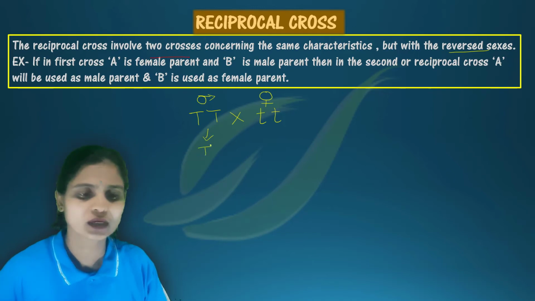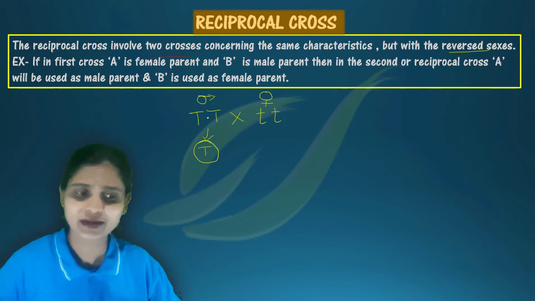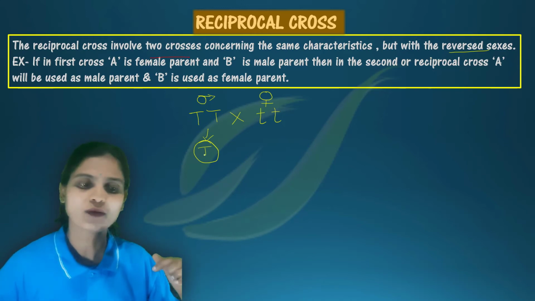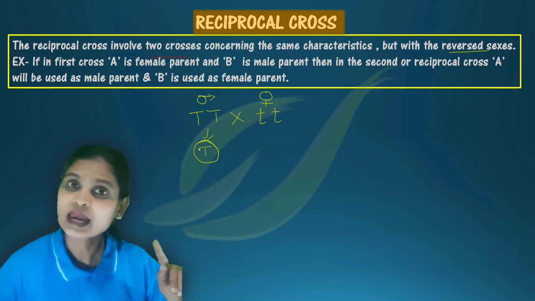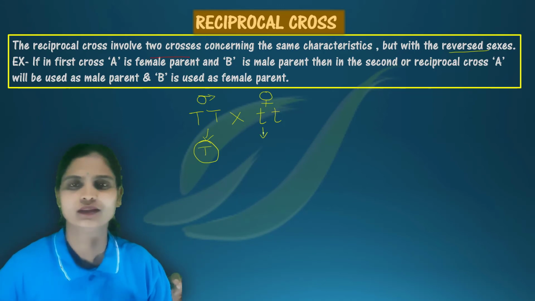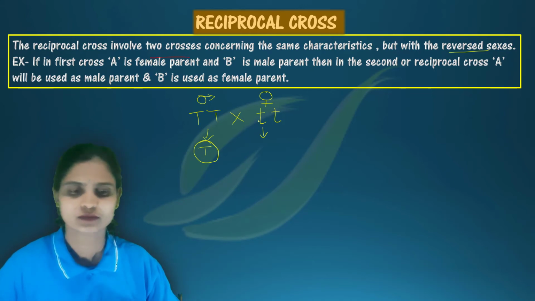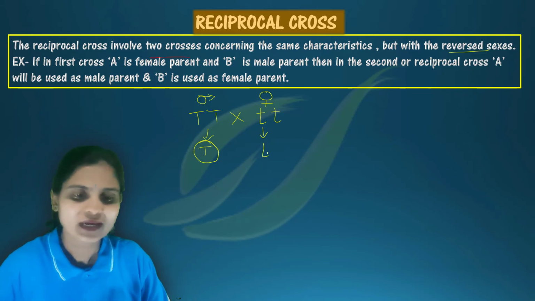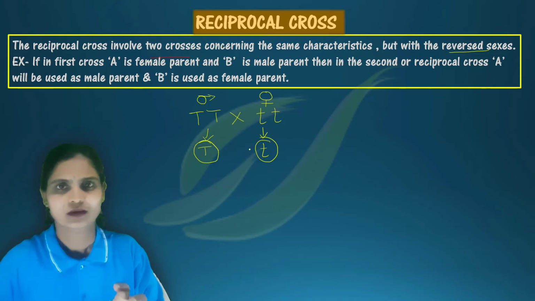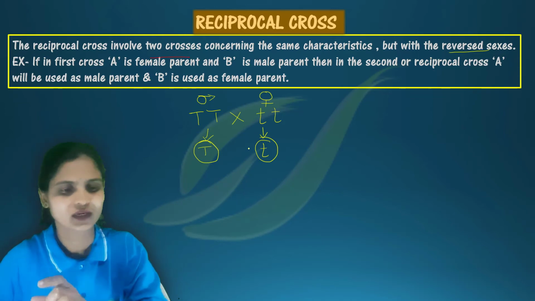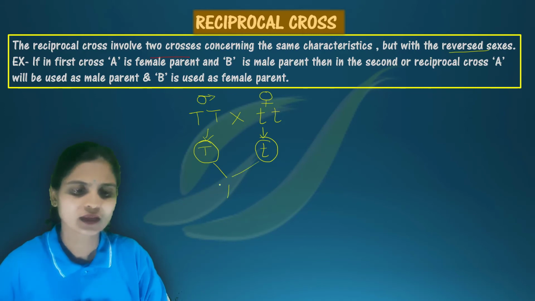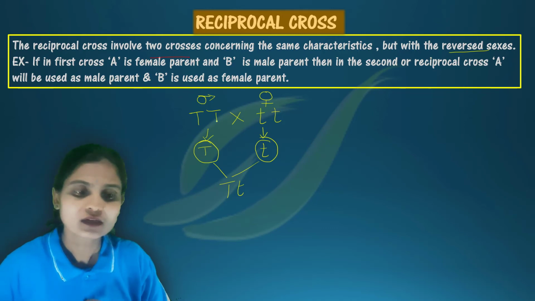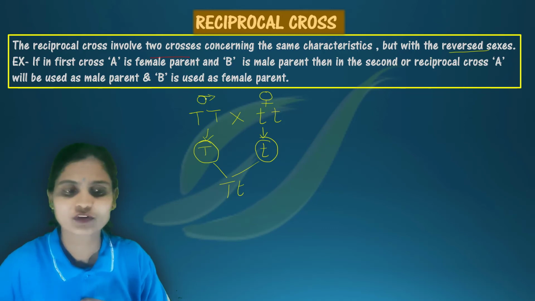Of course, you know that the parent genes are capital T, capital T. In the pollen grain you have only one, because the pollen grain is haploid in nature. The female is diploid in nature, but the egg has only one, haploid, small t. When they fuse, you get capital T, small t. Here the dominant character has been taken from the male plant.